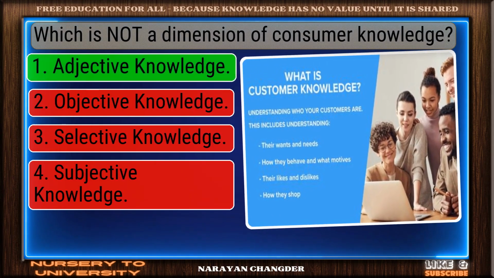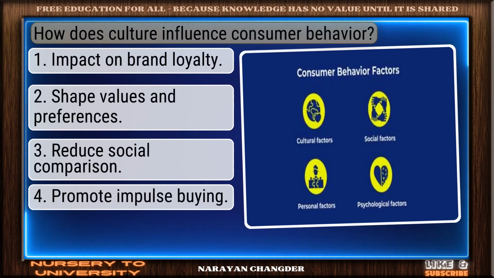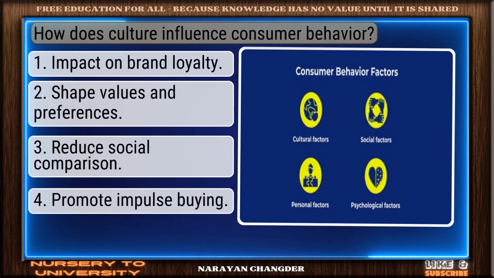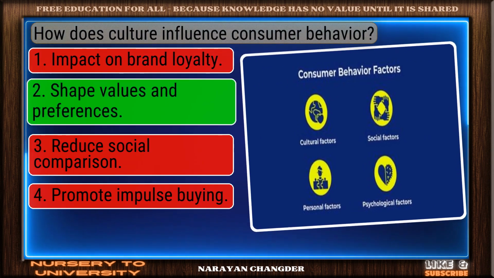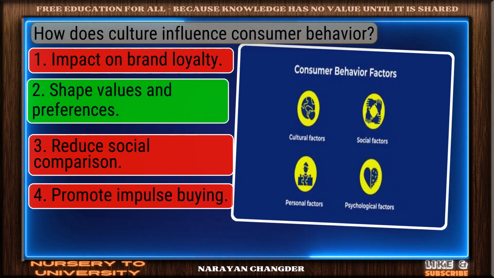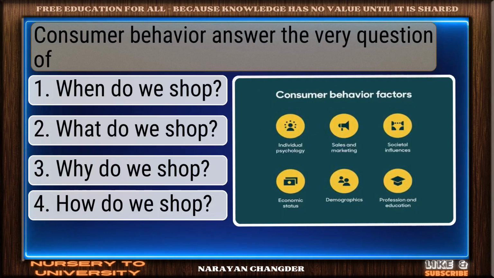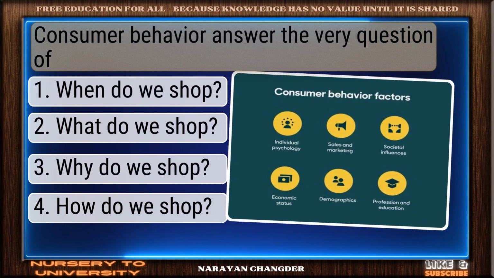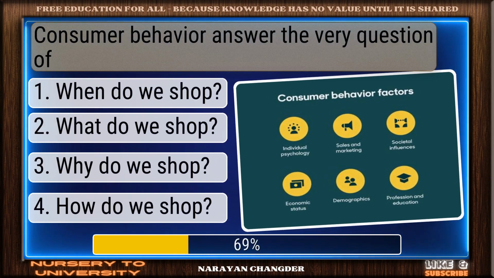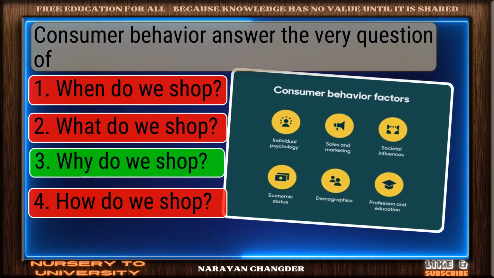Well done. Adjective knowledge is the right choice. How does culture influence consumer behavior? Excellent choice. Shape values and preferences is the right answer. Consumer behavior answer the very question of. Correct. Why do we shop is the right answer.